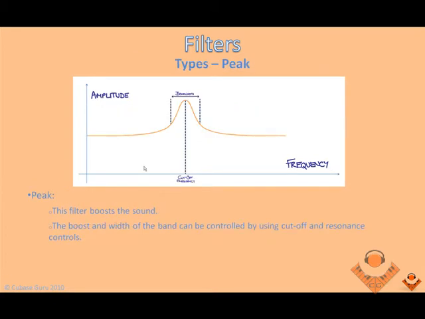Okay, you also have a peak filter. Again, it boosts the sound. The difference with this is the width can be changed so that it can be controlled by the cutoff and the resonance. Now, I guess the easiest way to show you this is by using an EQ with a bandwidth setting. So let's do that.